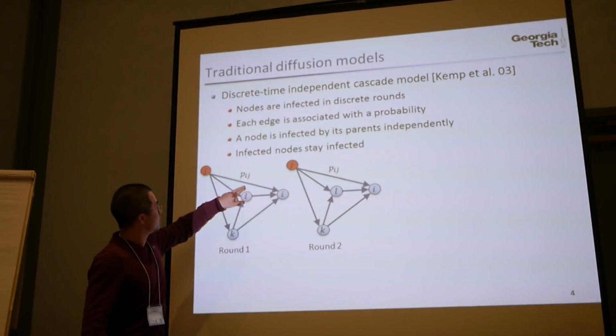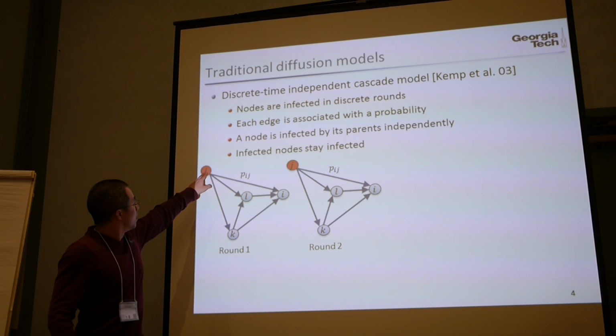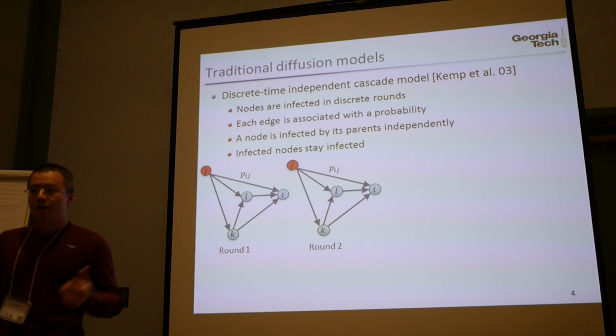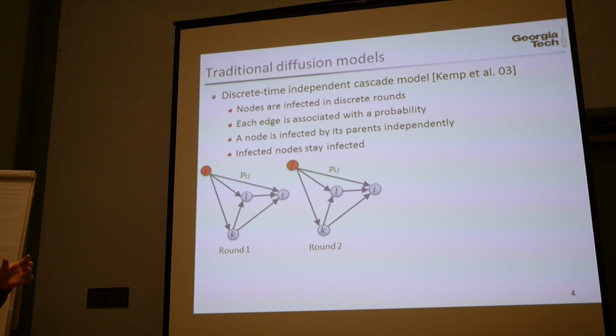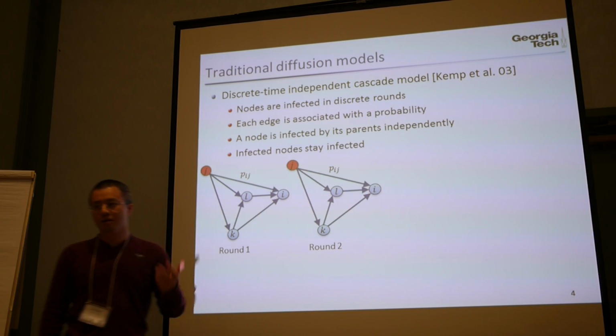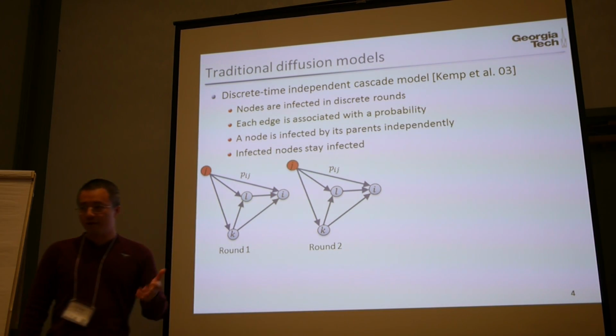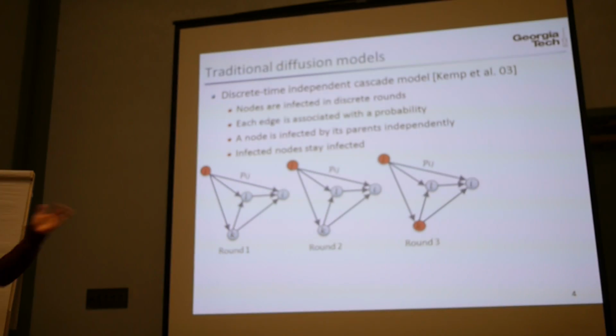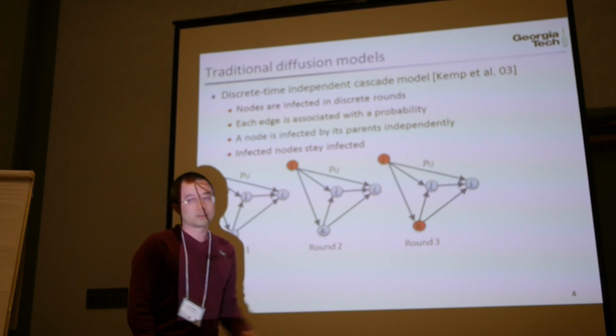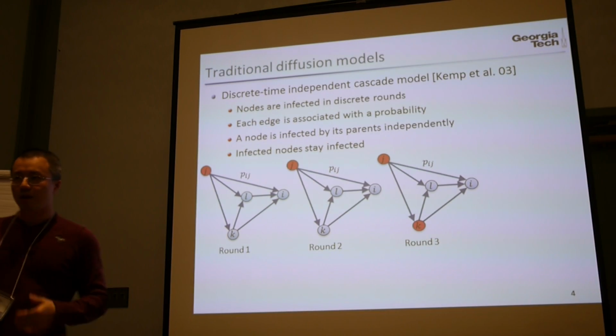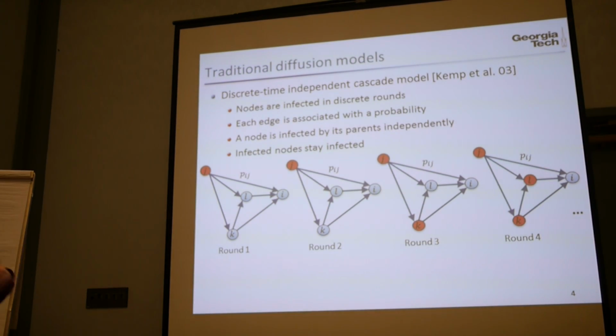If you have an edge connecting J and I, then node J, if it's already infected, is going to infect each child with a fixed probability. For instance, in this particular example, in the second round, none of the additional nodes are infected. But if you move to the third round, there may be another node infected. Then once there are two nodes infected, they're going to directly infect the downstream neighbors, and then in the next round maybe more nodes get infected. This is one very, very popular diffusion model.